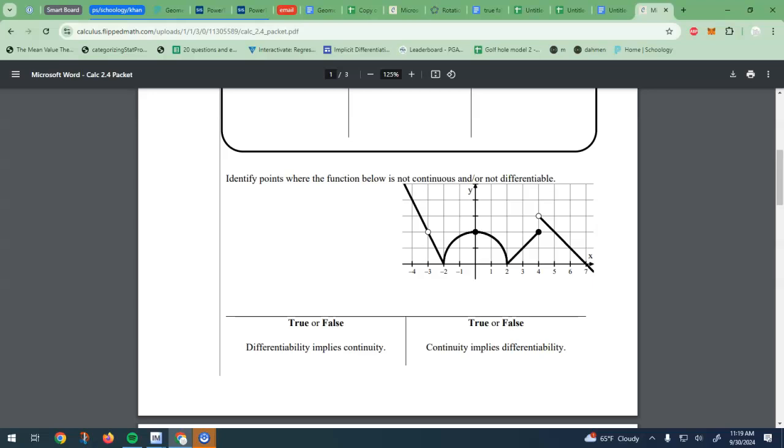So one of those is true, one of those is false. Think through which one's which. And if it's false, give me a counterexample that proves your point.